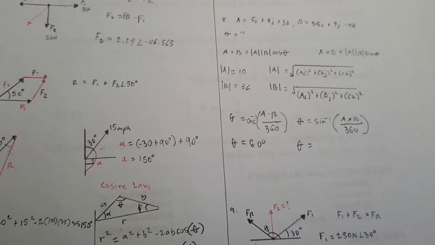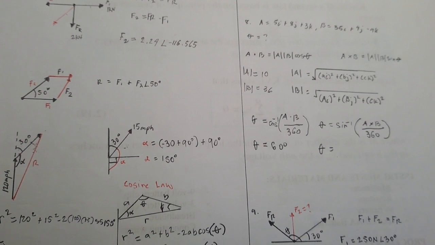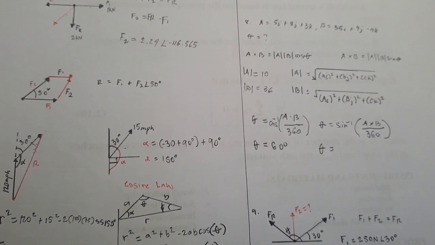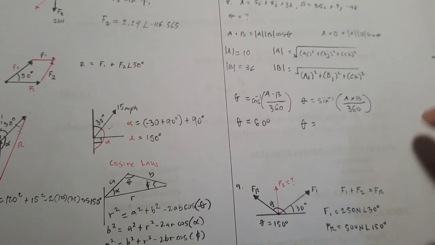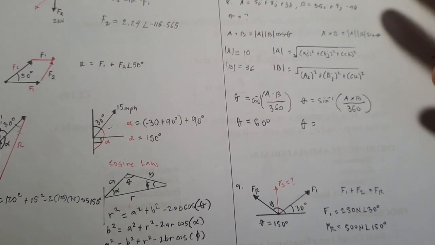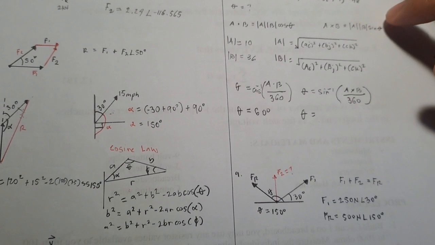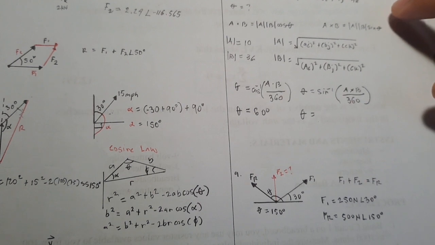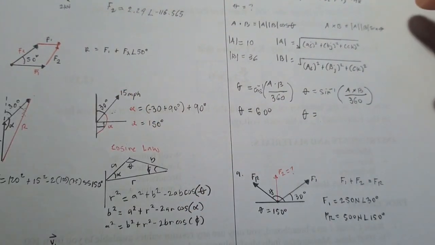So, let's have number 9. Number 9 is two vectors when combined will have a resultant vector of 500 Newton with an angle of 150 degrees. If the first vector is 250 Newton at 30 degrees, what is the magnitude and direction of the second vector? So tulad lang na kanina, F1 plus F2 would have a FR resultant. At yung FR natin is 500 newtons with an angle of 150 degree. At ang F1 mo is 250 with an angle of 30 degree. So asan si F2? Gaano siya kalakas at saan siya pupunta?